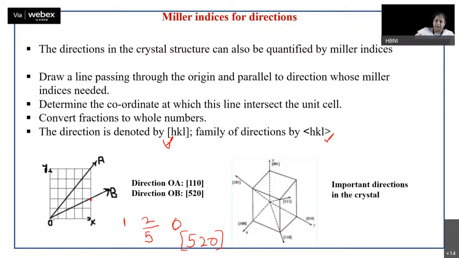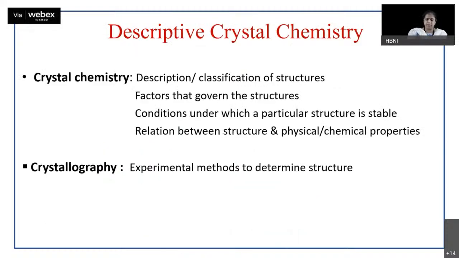And these are the Miller indices of this particular direction. Similarly, I can find the direction for OA. It is making an intercept of 1 on the x-axis, 1 on the y-axis, and 0 on the c-axis. Here I do not really have to make anything a whole number because there is no fraction. So this is the Miller indices of direction OA. I hope it is clear. This is how you can find the Miller indices for directions.